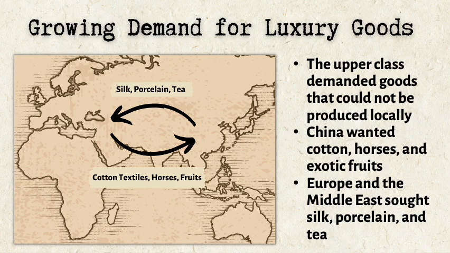So we have a growing demand for luxury goods. China had developed a strong upper class throughout the Song dynasty, and members of the upper class sought luxury items such as cotton, horses, and different fruits which were not found in China. Conversely, wealthy people in the Middle East and in Europe sought the luxury goods of China, such as silk, porcelain, and tea. These demands, coupled with the connections established through the Crusades and the stability brought by the Mongol Empire, led to higher volumes of trade along the Silk Roads.